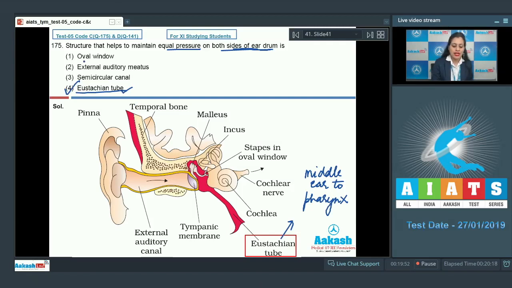Whereas the other 3 options, that is oval window, external auditory meatus and semicircular canal, are the incorrect options. Stapes is connected through oval window with the inner ear and it is not responsible for maintaining this pressure gradient. The next option, external auditory meatus, is a part of external ear, whereas semicircular canal is a part of inner ear. So the correct answer to this question is option number 4. Let's discuss our next question.